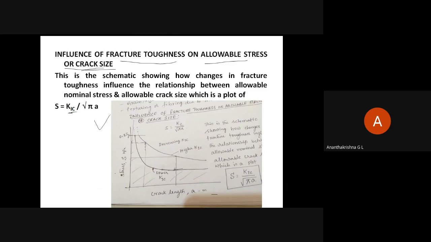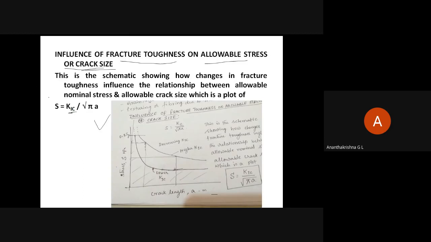This is stress. This is crack length. As stress increases, crack length decreases. I mean crack length in meters. Finished taking a diagram? All right. Okay.